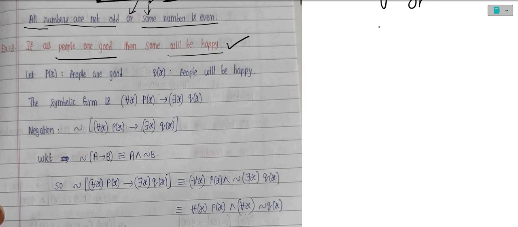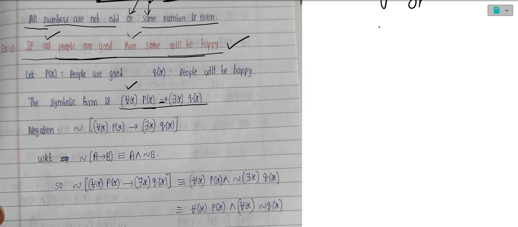Observe, the symbolic form of this sentence is, here all is there. That's why I put for all x. People are good is replaced with P of x. Then is replaced with implies. Some is replaced with there exist x. Will be happy is replaced with Q of x. Now I need the negation, the symbolic form of this statement.